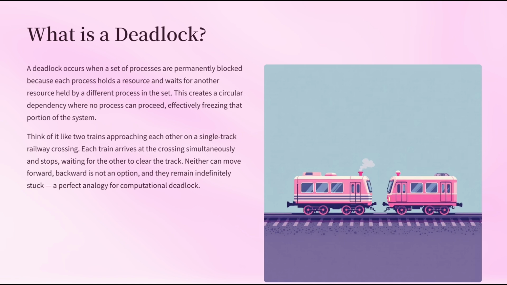A deadlock occurs when a set of processes are permanently blocked because each process holds a resource and waits for another resource held by a different process in the set. This creates a circular dependency where no process can move forward. Think of it like two trains approaching each other on a single track railway crossing. Each train stops, waiting for the other to move. Neither can proceed and they remain stuck indefinitely. That's exactly what happens in a deadlock scenario in an operating system.